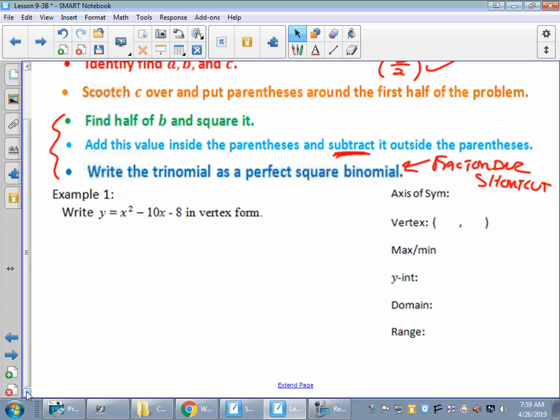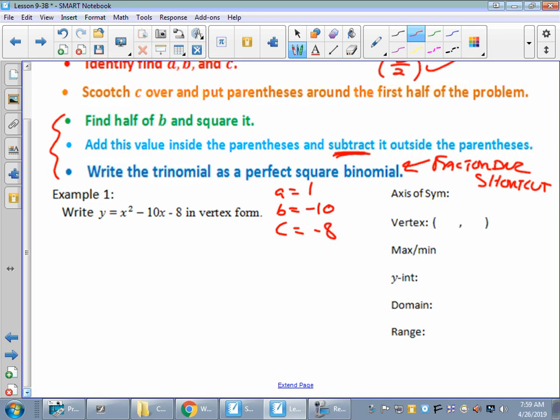Write y equals x squared minus 10x minus 8 in vertex form. So it's in standard form. We want to write it in vertex form. So the first thing I'm going to do is identify my A, B, and C. You don't have to do this step. I just like to do it so I know what they are. It just helps me moving forward. So my A value is 1, my B value is -10, and my C value is -8.